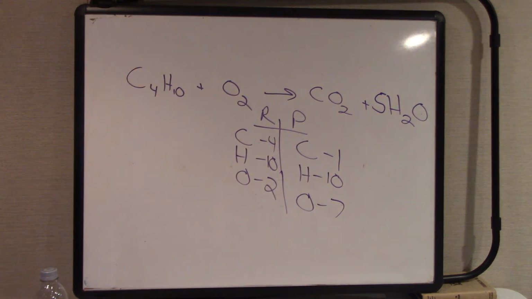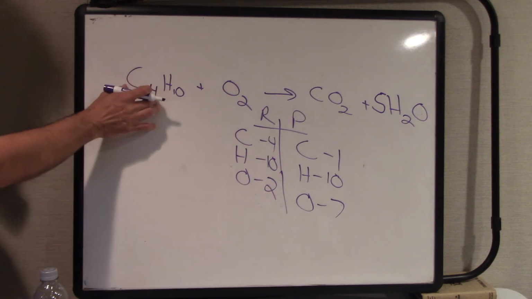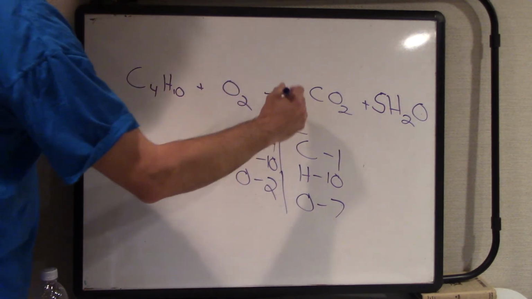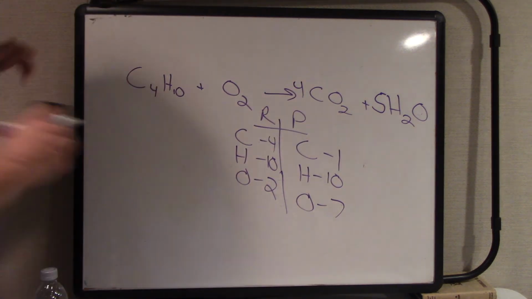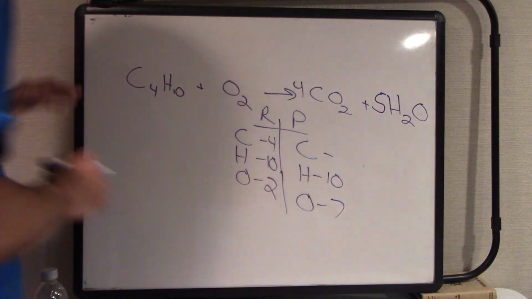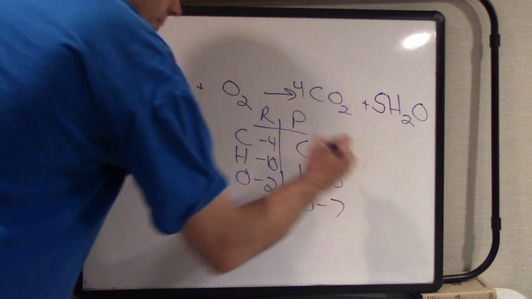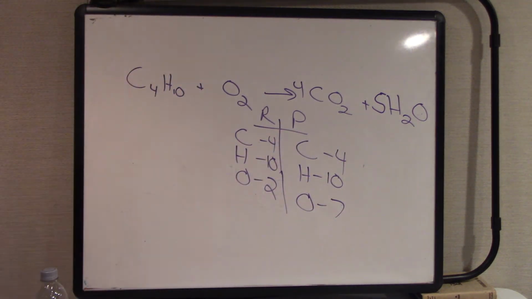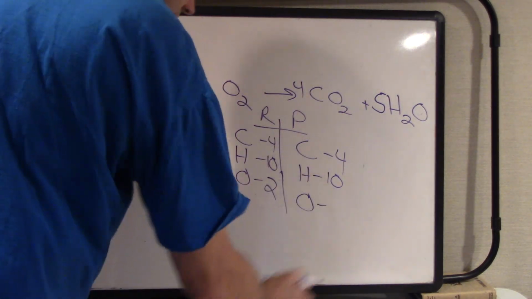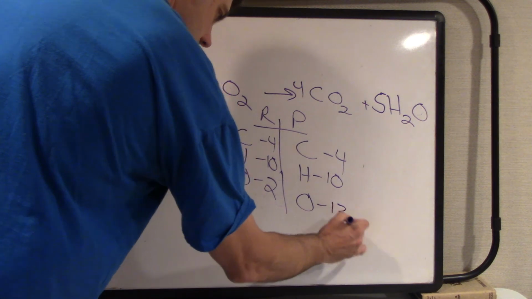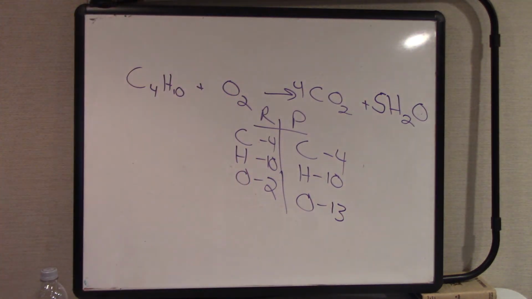Now let's take care of the carbon. 4 carbon on the reactant side, 1 on the product side. I can fix that with a 4. That's going to change the amount of carbon I have to 4, but it will also at the same time change the amount of oxygen that I have. 8 and 5 make 13. So now I'm ready to deal with the oxygen.